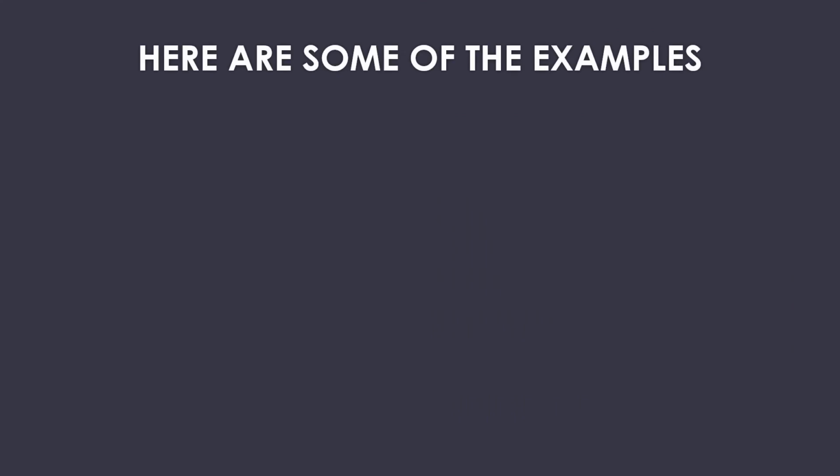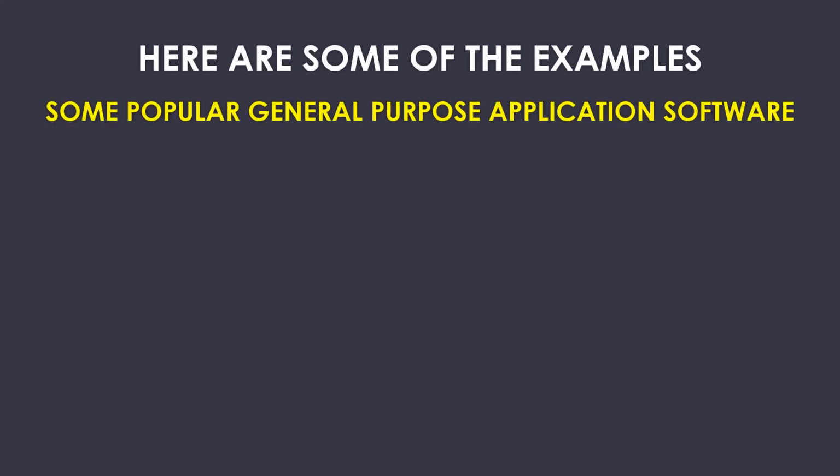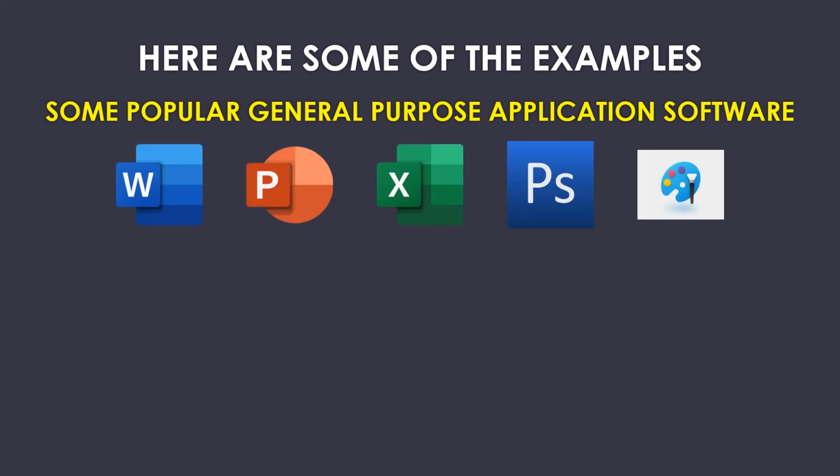So here are some of the popular examples. Some popular general purpose application software. Can you identify all these icons? The first icon is Microsoft Word. It helps you to type. The second icon belongs to Microsoft PowerPoint. It helps you to create presentations. The third icon belongs to Microsoft Excel. It allows you to create spreadsheets. The fourth one is Photoshop, a very popular photo editing application. Fifth is Microsoft Paint, right?